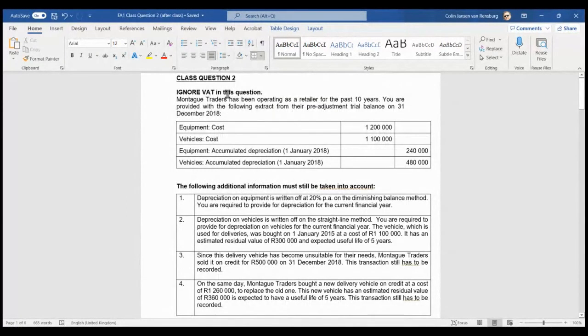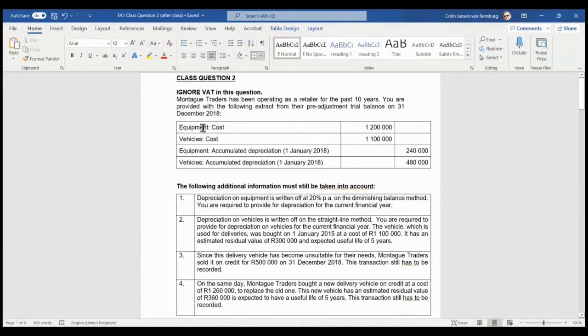Now, let's go back to the question and see what is given to us. They say we can ignore value-added tax in this question, so we're not going to take that into account. Montague Traders has been operating as a retailer for the past 10 years. You are provided with the following extract from their pre-adjustment trial balance on the 31st of December 2018. So we have to assume there that that is their year end. So the financial year end is the 31st of December 2018.